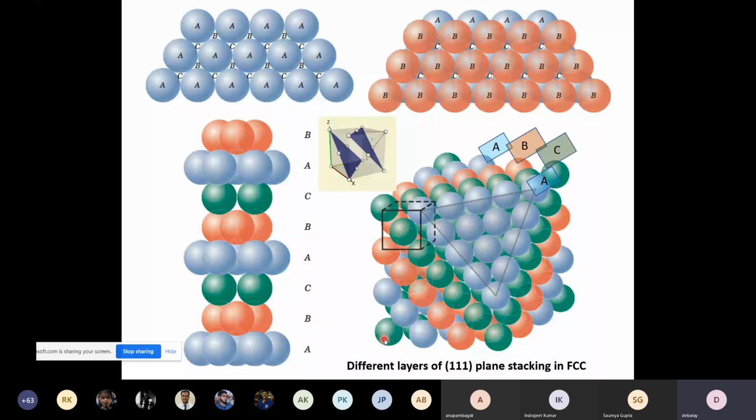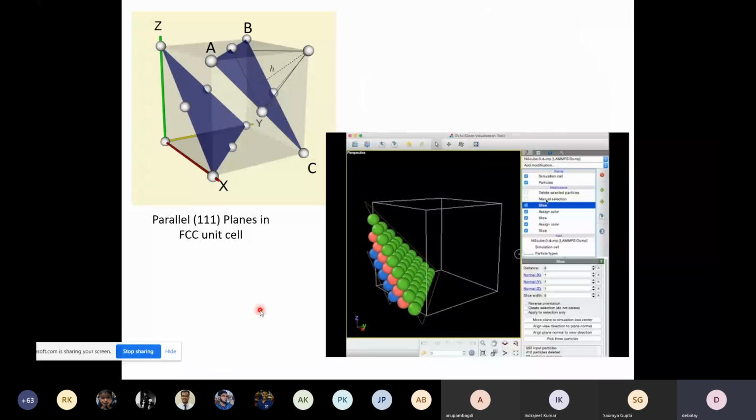A layer, on top of that B layer, on top of that C layer, on top of that A layer, B layer, C layer, like that. This is the atom arrangement. This is stacking.